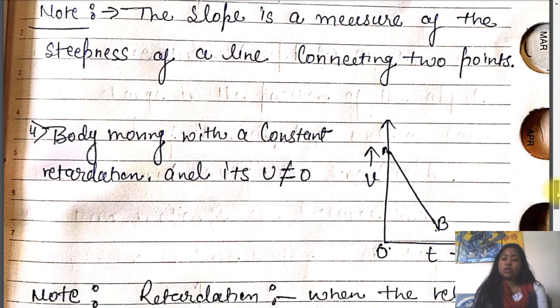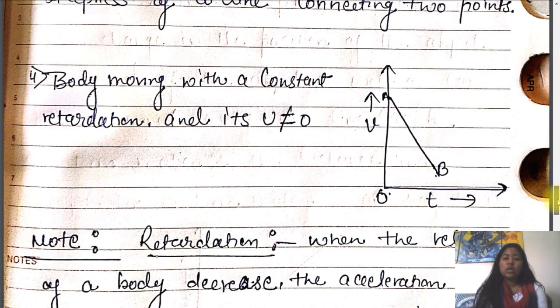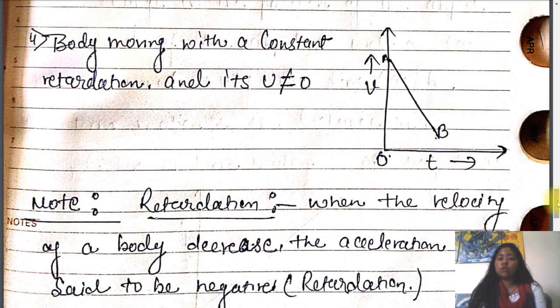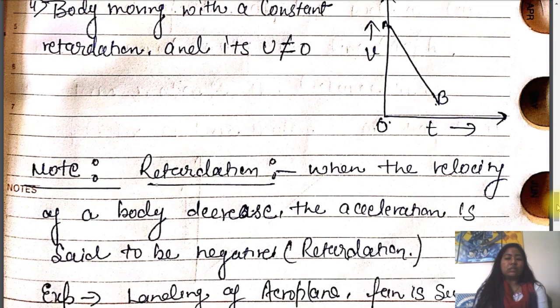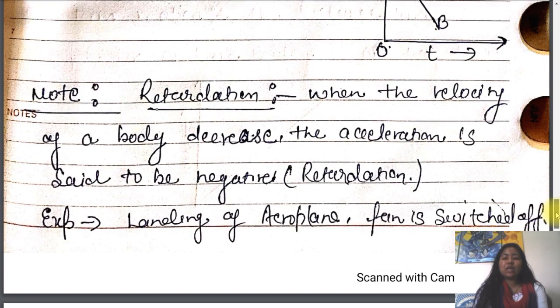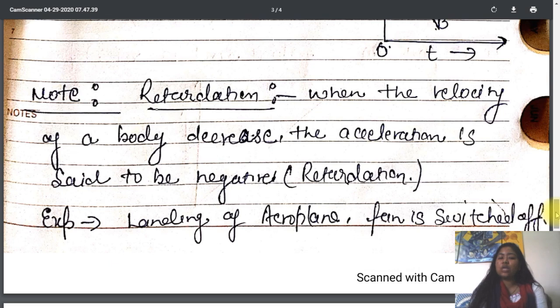Now, we talked about the retardation of the object. Retardation is the opposite condition of acceleration, in which the velocity of the object keeps on decreasing. When the velocity of a body decreases, the acceleration is said to be negative, and it is treated as retardation. So what are the practical examples of retardation in our day-to-day life?